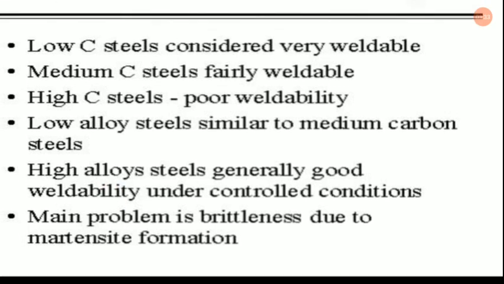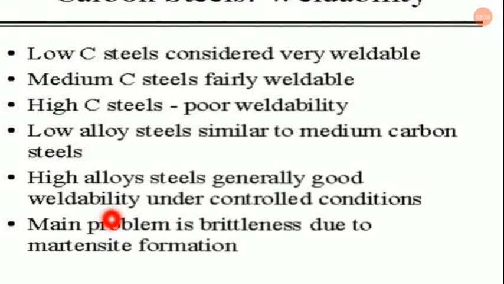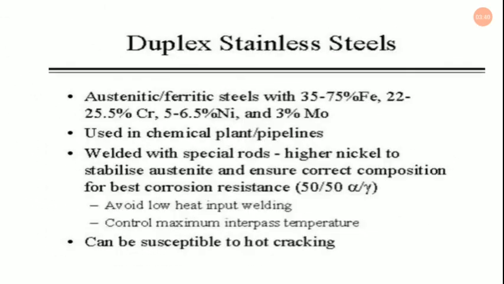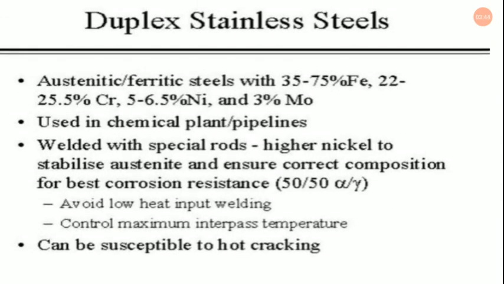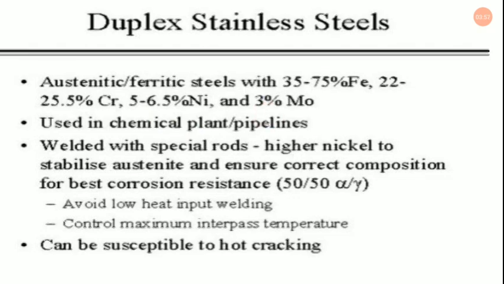Weldability under controlled conditions. The main problem is brittleness due to martensite formation. Duplex stainless steel is an austenitic ferritic steel with 35% to 75% iron, 22 to 25.5% chromium, 5 to 6.5% nickel and 3% molybdenum.